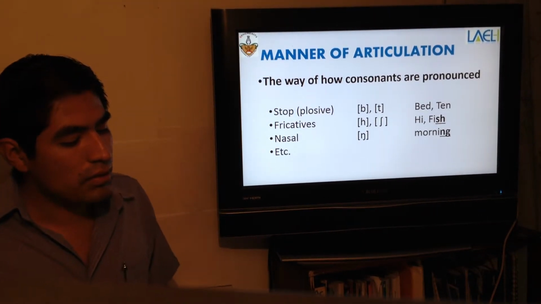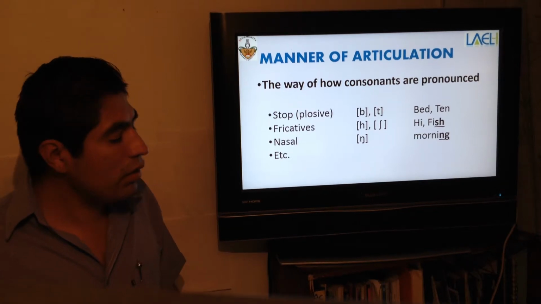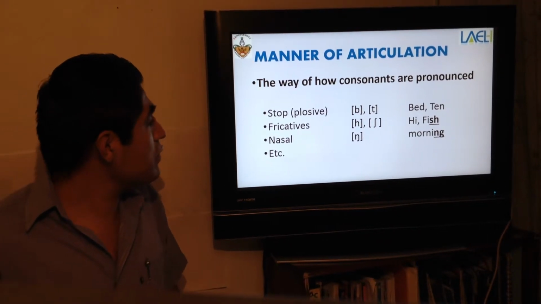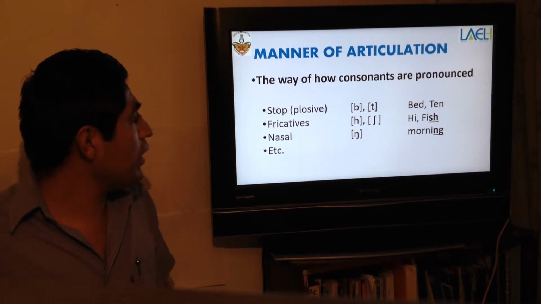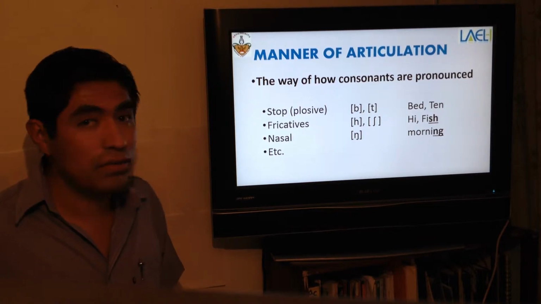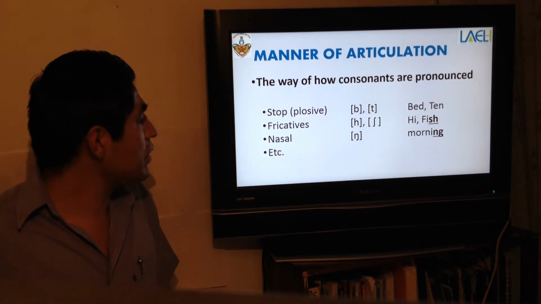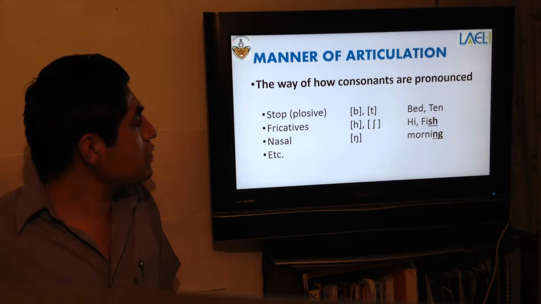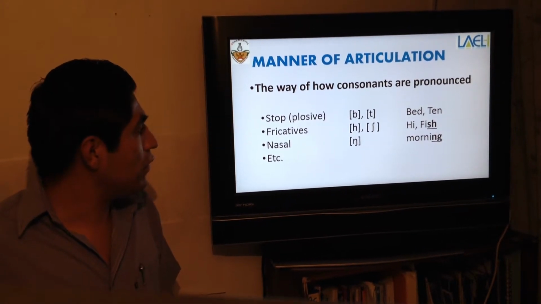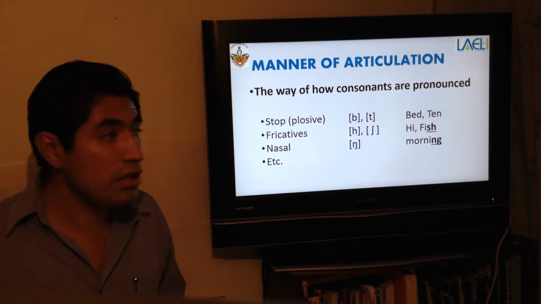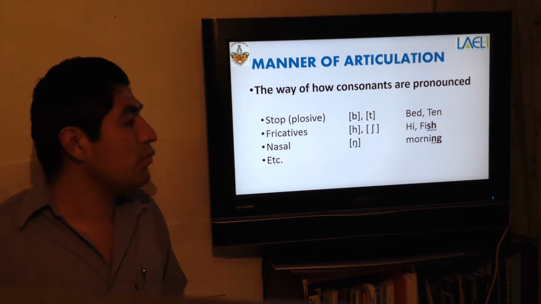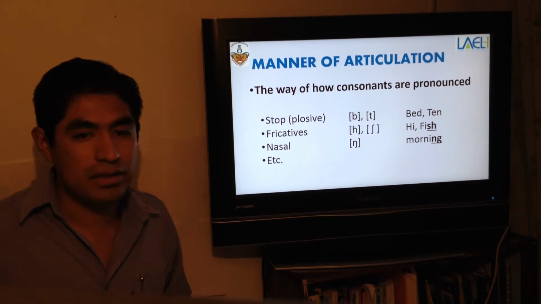What are manners of articulation? Well, it's the way consonants are pronounced. We can have, for example, plosive or stop, fricatives, nasal. Examples: bed and ten for plosive, high and fish for fricatives, and morning for nasal, etc.